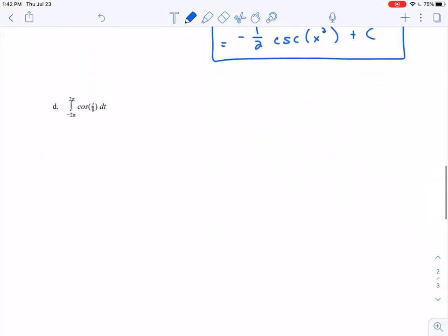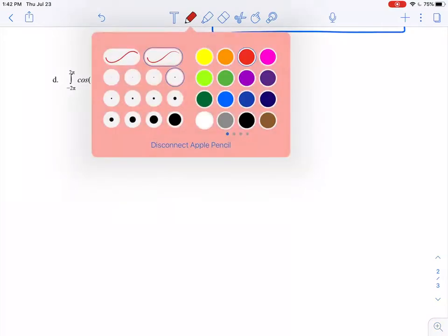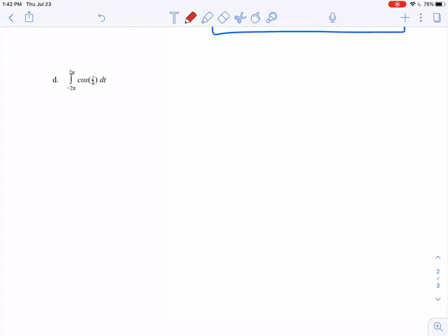One last example that we'll look at here. This time we have a definite integral. I have the integral from negative 2 pi to positive 2 pi of cosine of t over 8 dt. So here in this case, our u is going to be this piece right here, t over 8. So u should be t over 8, which means that du, the differential, will be 1/8 times dt.